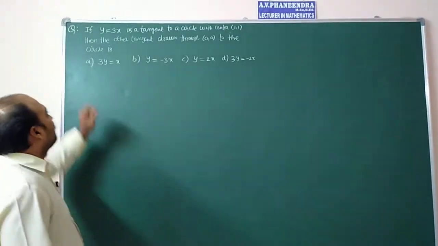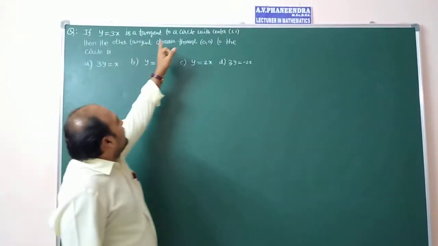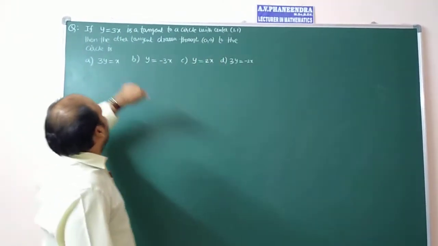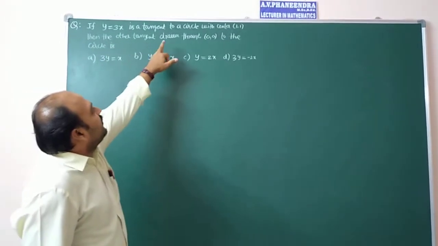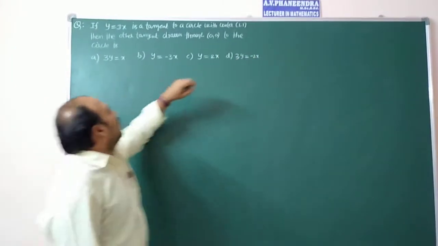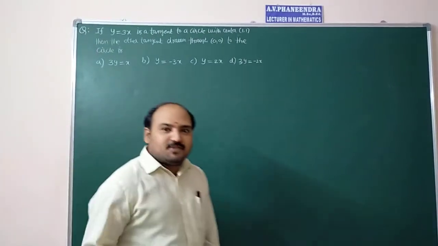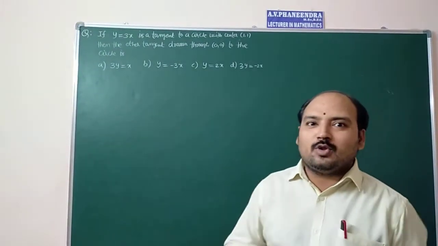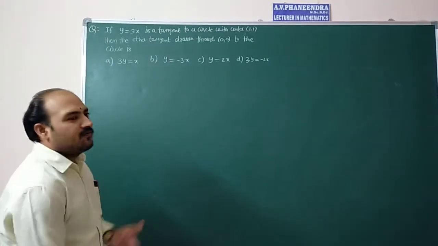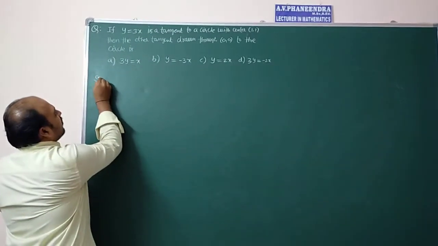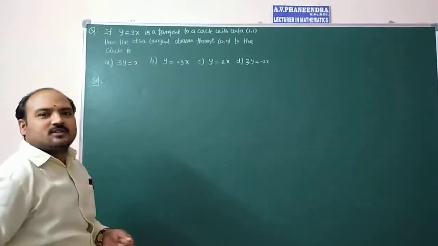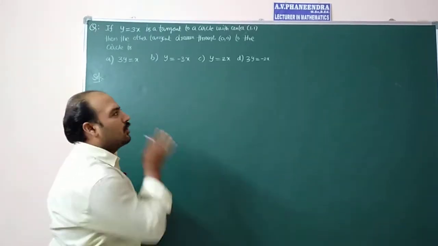Next question. If y equal to 3x is a tangent to the circle with center (1, 1), then the other tangent drawn through the point (0, 0) to the circle is. These are the options given. By observing the options, all are passing through the origin. First, you draw the rough diagram according to the problem. In most of the questions in circles and parabolas, you draw the rough diagram according to the problem.